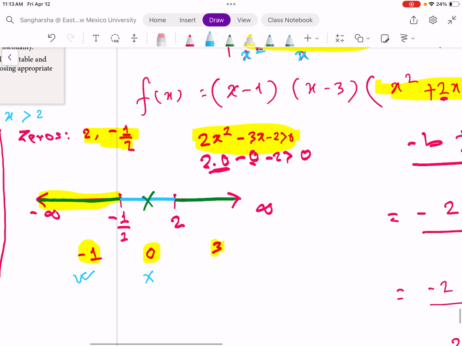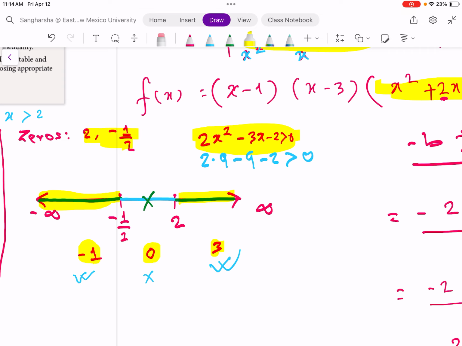Now if we substitute 3 for every x, we have 2 times 3 squared, 9, minus 3 times 3, 9, minus 2, and this is greater than 0, right? 2 times 9 is 18, 18 minus 9 is 9, 9 minus 2 is 7, 7 is greater than 0. That's true. True means this third interval is also a solution for this inequality.